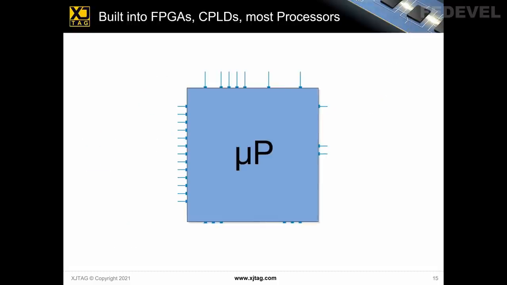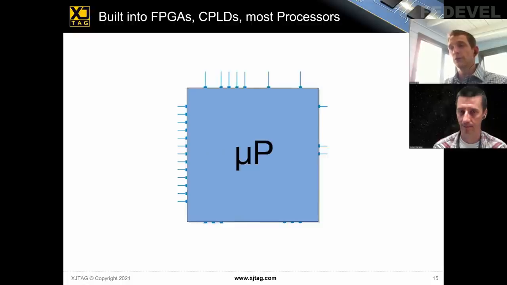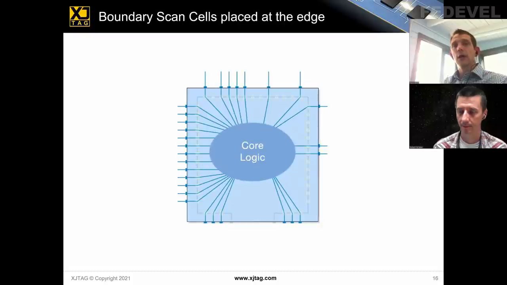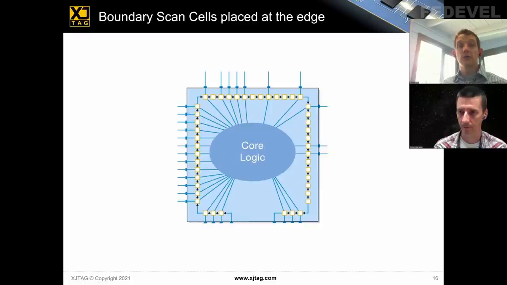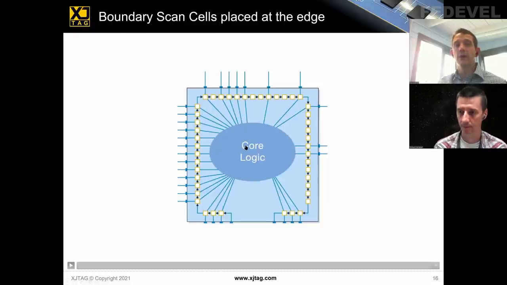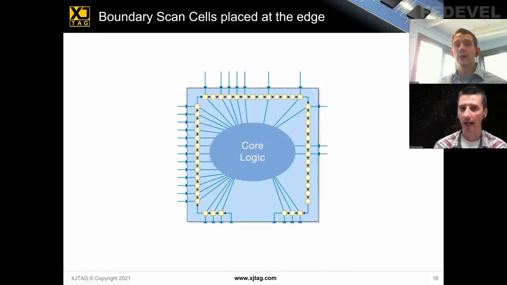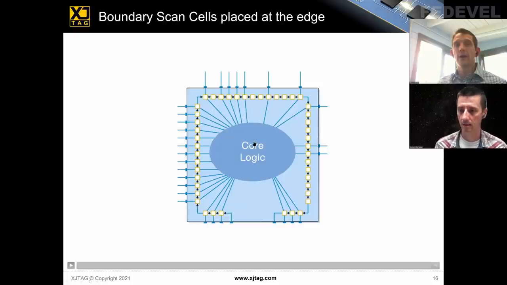Okay. JTAG is built into all FPGAs, CPLDs and most processors. What it does is allow, through a test interface, some extra silicon put into the device, which effectively isolates the core logic from the pins. That extra silicon allows you to take control of the pins directly without having to configure, enable, or program the core logic of the device, which makes testing very simple, because as far as JTAG is concerned, it doesn't matter if the core of your device is an FPGA, a processor, an Ethernet PHY, a DDR memory.